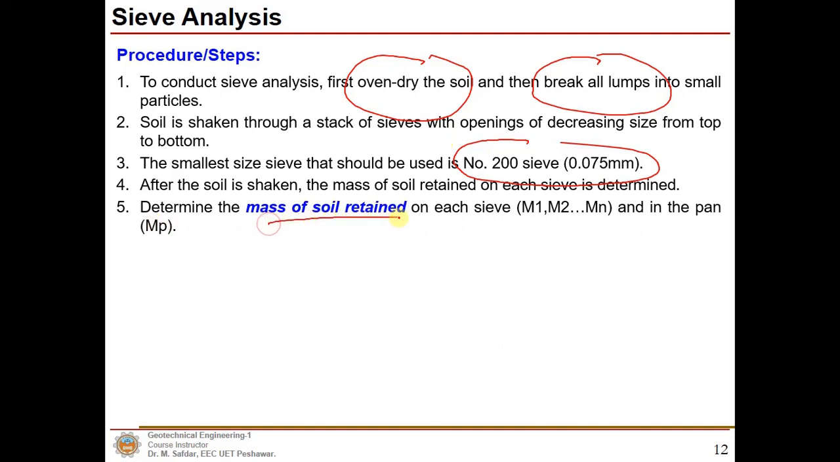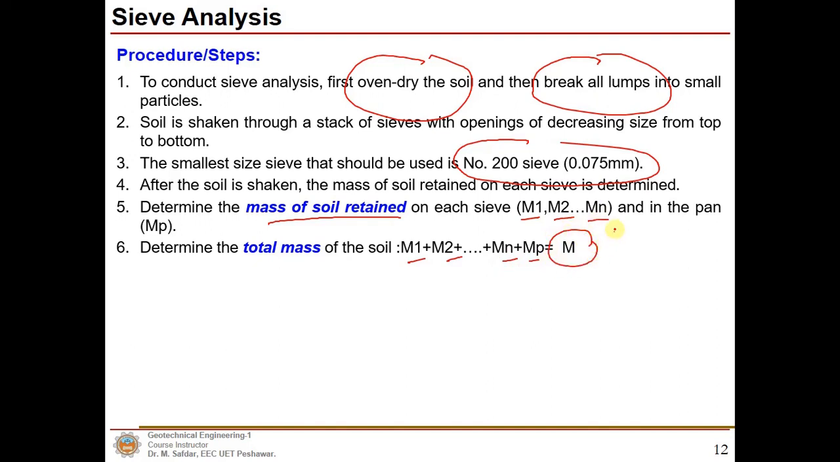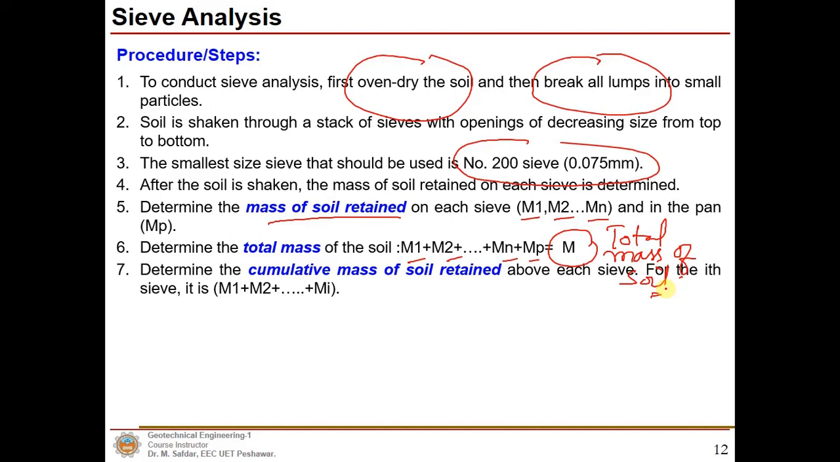Now we determine the mass of soil retained. We can name that as M1, M2 or Mn. Determine the total mass of the soil, M1, M2, Mn, and that will be equal to the total mass of soil, M. Then we determine the cumulative mass of soil retained above each sieve for the ith sieve, that is M1 plus M2 till the ith sieve, number 200 or number 100. The mass of soil passing the ith sieve you can calculate by subtracting the cumulative mass from the total mass.